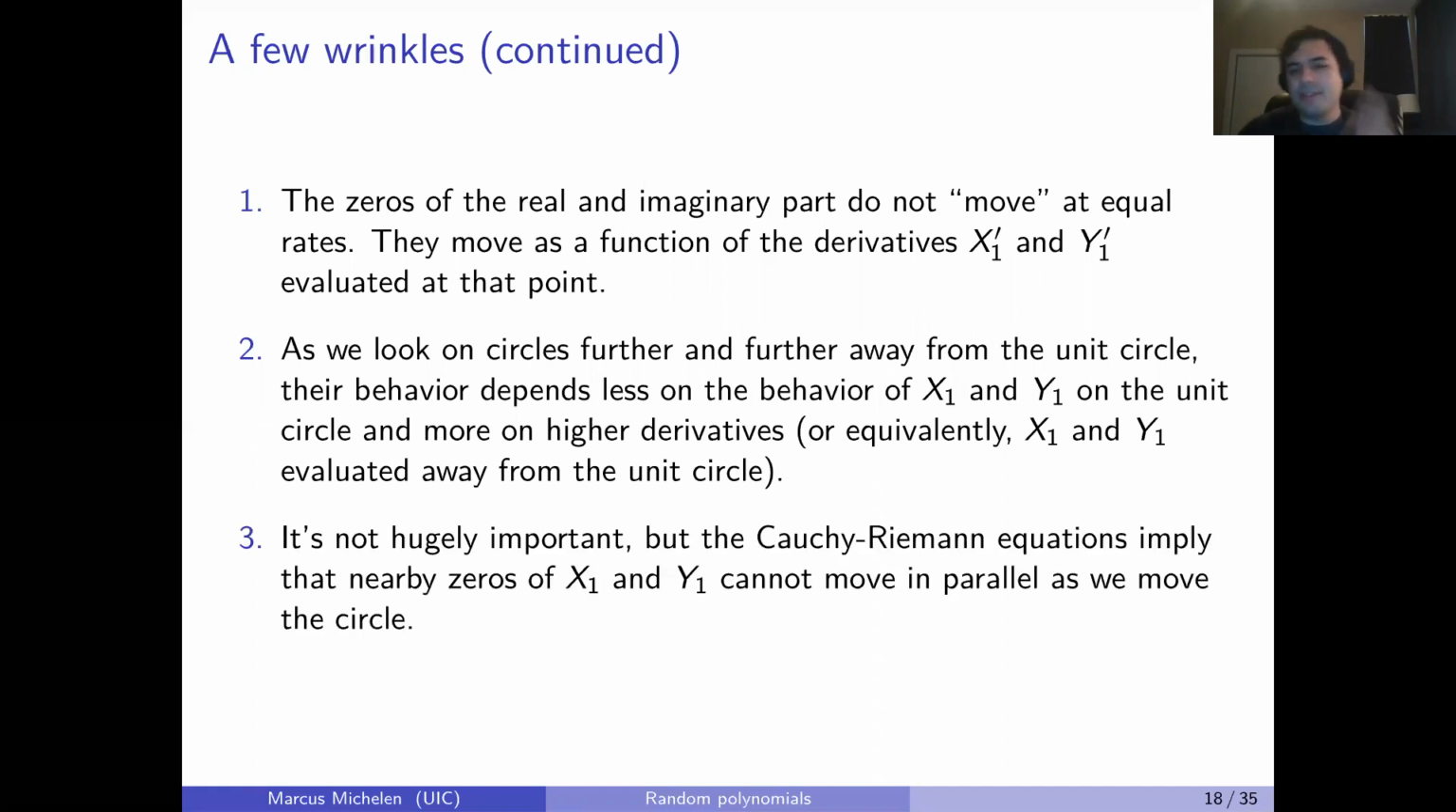So the last point, which is not super important, is that the Cauchy-Riemann equations are going to tell us that nearby roots can never move in parallel. They can only attract or repel each other, which means that if I look outside the unit disk, they'll get closer to each other, or if I look inside the unit disk, they'll get closer to each other.